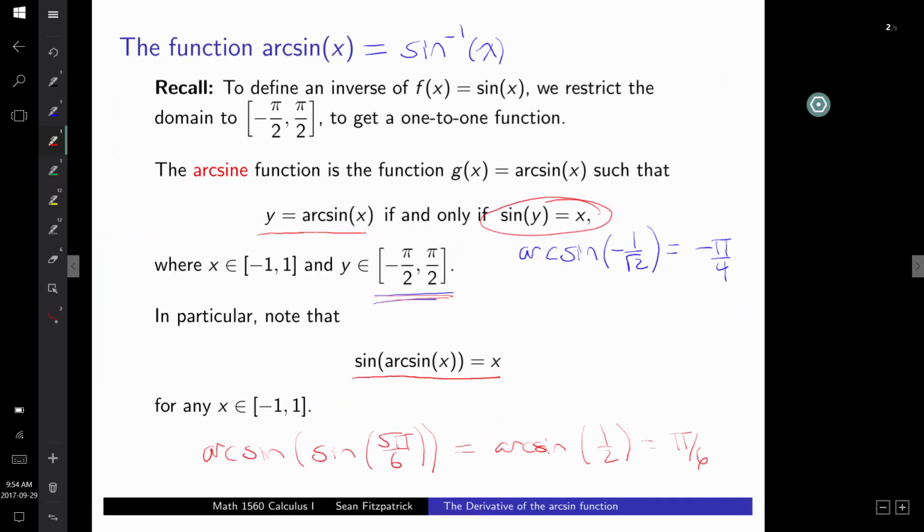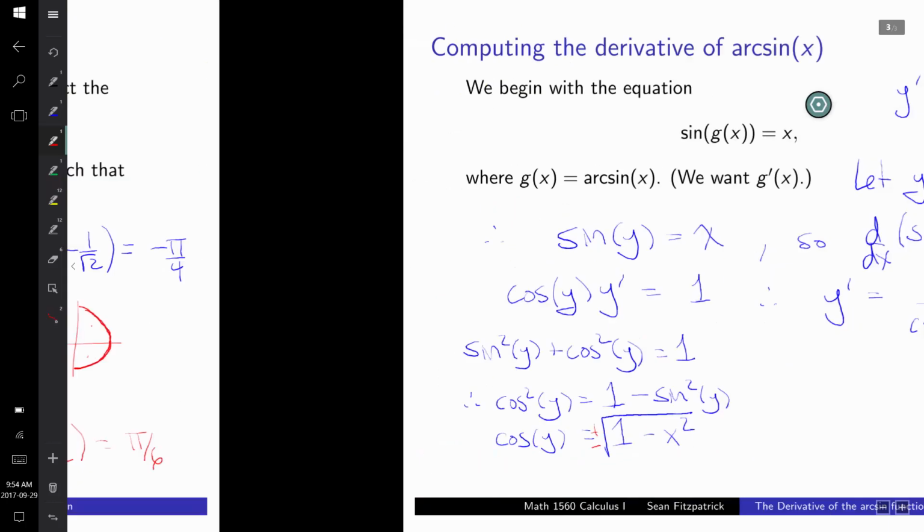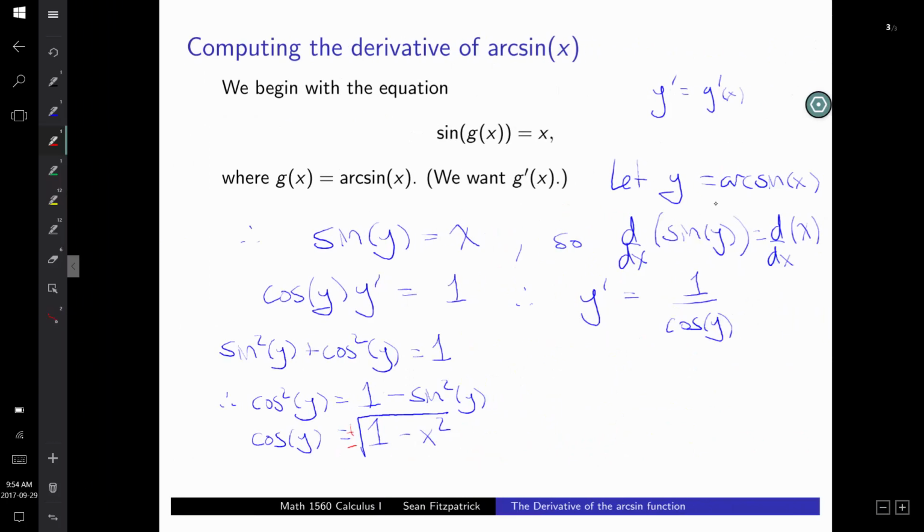Well, remember, where is this y value? Where is sine of y? Right? So y has to be an angle between minus pi over 2 and plus pi over 2. Right? So where are those angles? Those angles are here. They're in quadrants 1 and 4. What do we know about the cosine function in quadrants 1 and 4? We know that it's positive. So we have to take the positive square root because cosine is positive there.